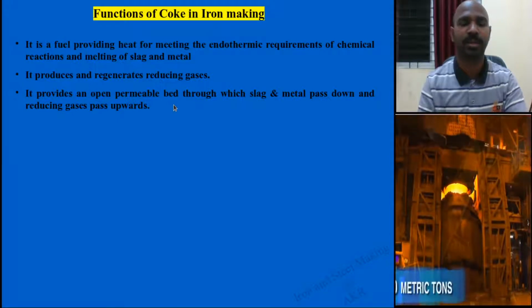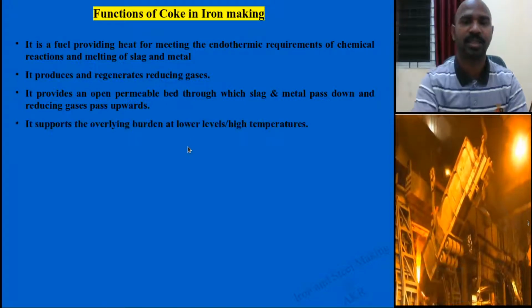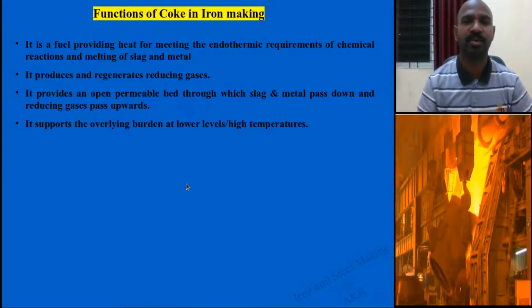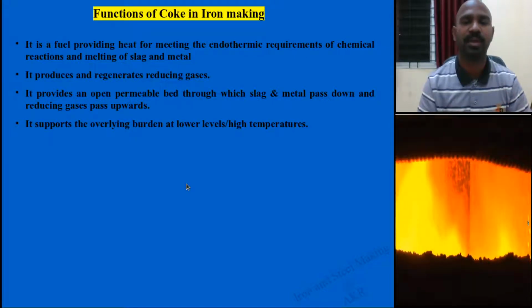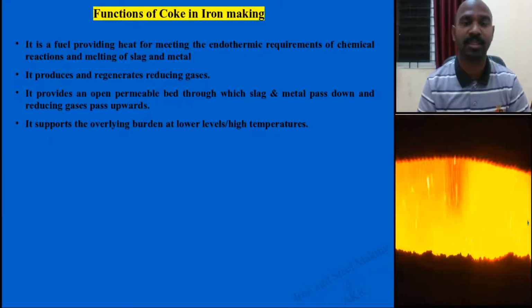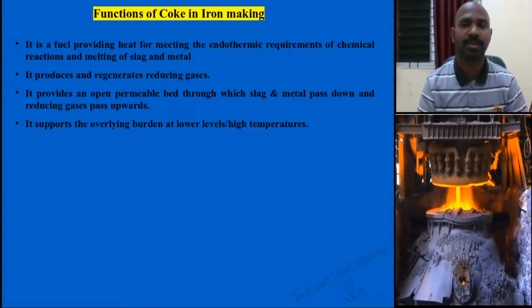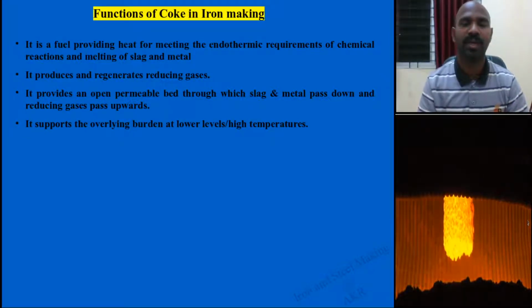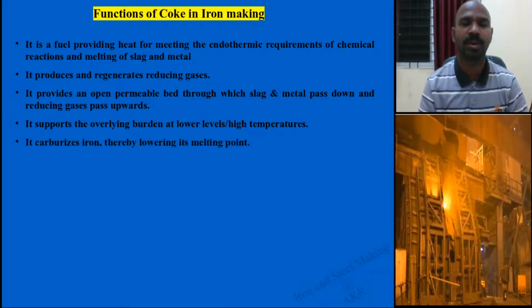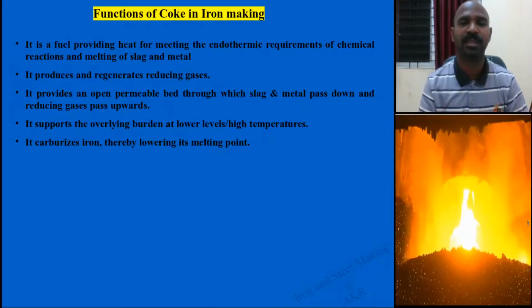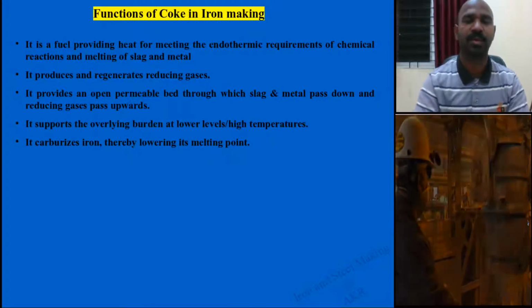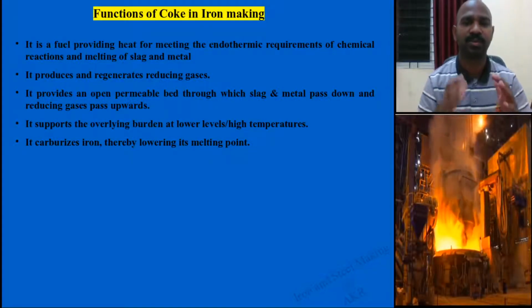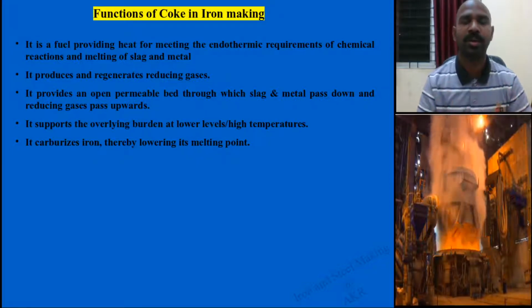The coke provides a permeable bed, and it supports the overlying weight of the burden at lower levels such as the blast furnace hearth, even at the higher temperatures achieved. It supports this particular coke. This is one advantage. The other thing is, it immediately carburizes as it reaches the combustion stage of coke. It carburizes the iron and lowers the melting point, so that at lower temperatures you can melt down the iron.